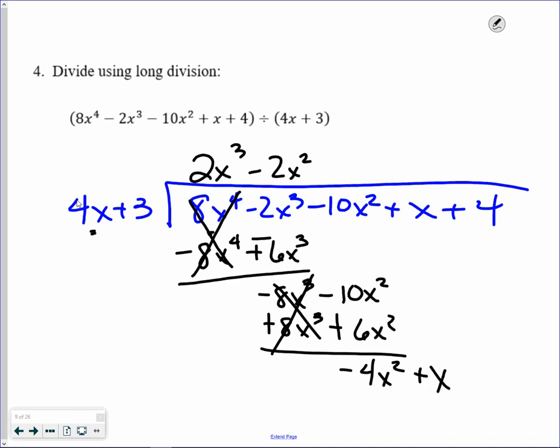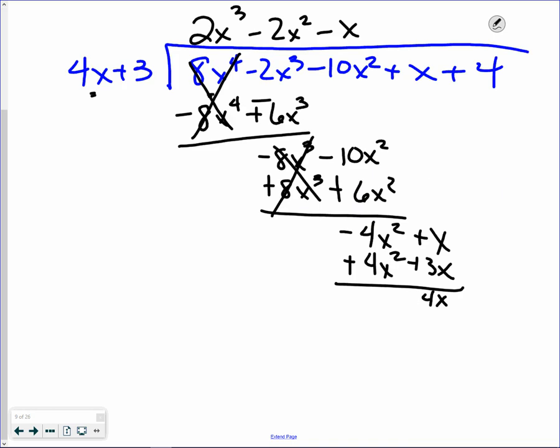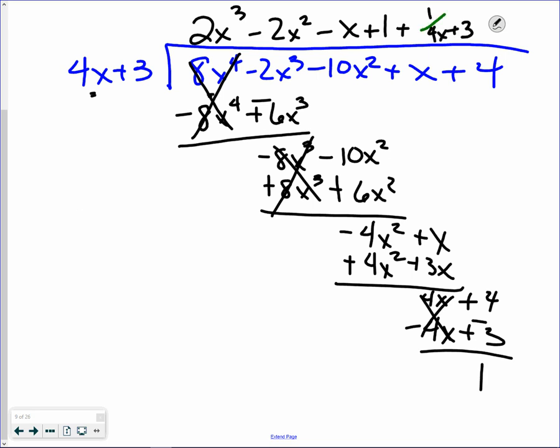Again, I'm trying to get from 4x to negative 4x, so that'd be negative 4x squared minus 3x. Change the signs to subtract. Running out of space here, so I'm going to move it up just a little bit. So this would be a plus 1. Pull down the next one. So 4x plus 3. Change the signs to subtract. I get a remainder of 1. So plus 1 over 4x plus 3.